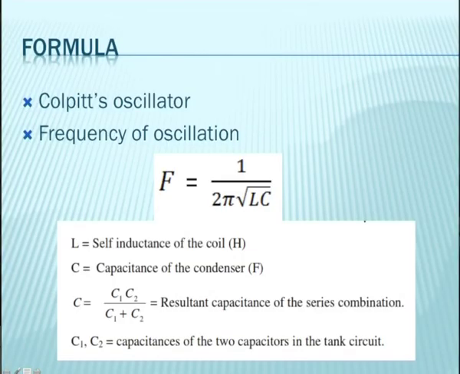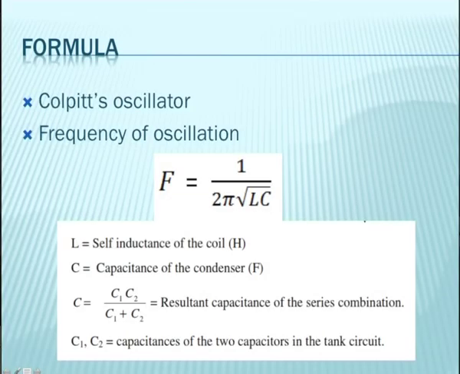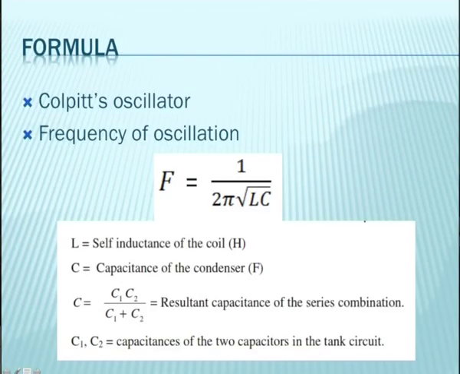The theoretical expression used to calculate the frequency of the Colpitt's oscillation: F is equal to 1 by 2 pi square root of LC. Here L is used. So, Colpitt's oscillator is an LC oscillator instead of an RC oscillator. L is the self-inductance of the coil used. C is the capacitance of the condenser.